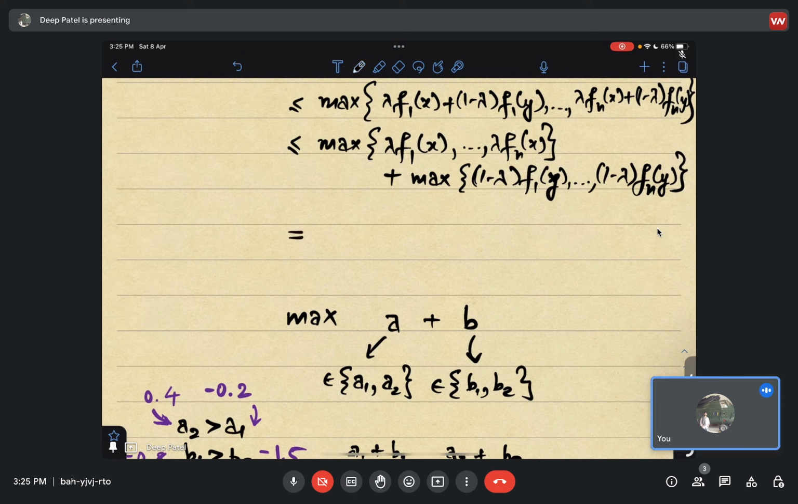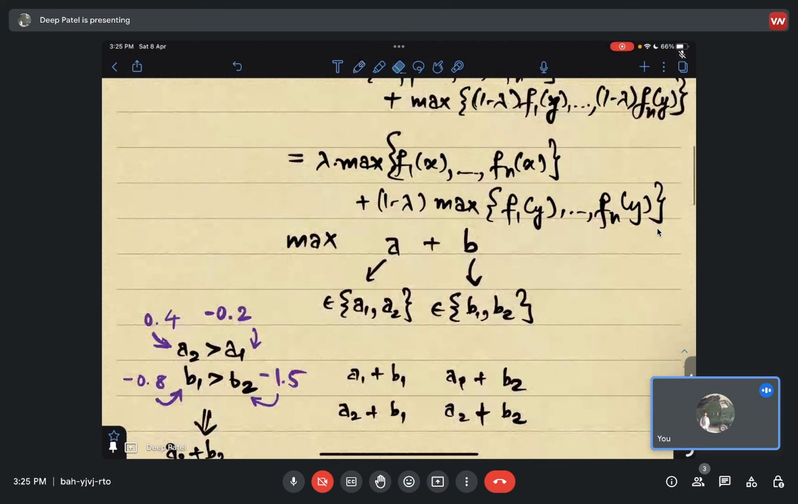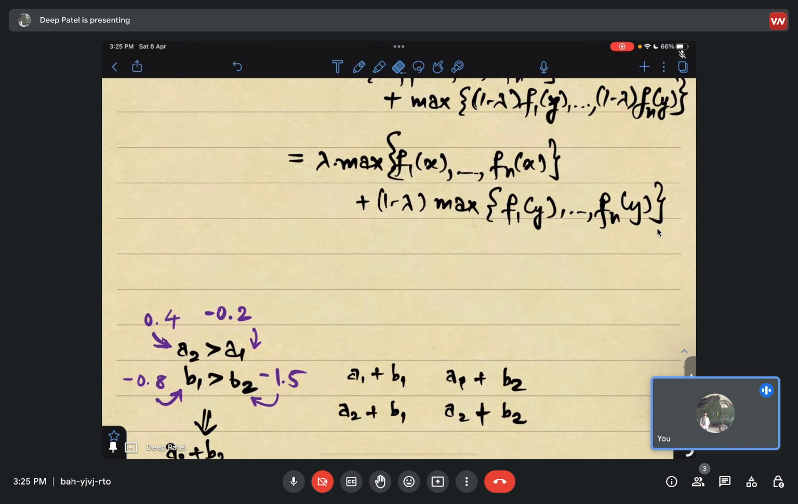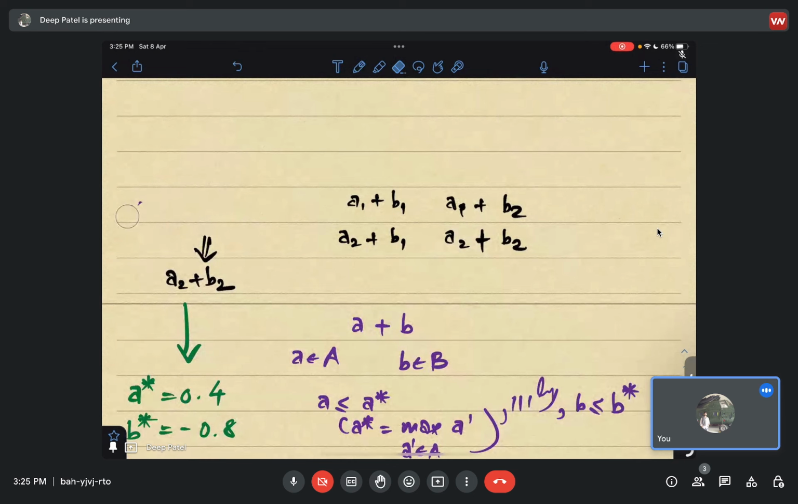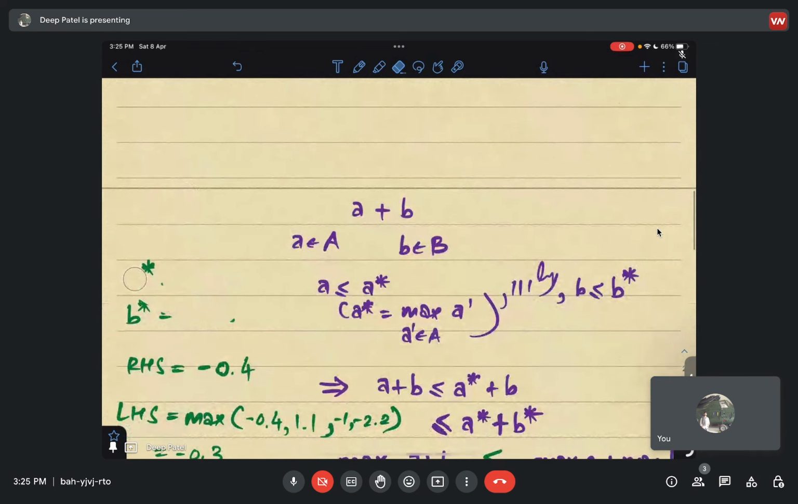So this is lambda times max of f1(x) ... fn(x) plus 1 minus lambda times max of f1(y) ... fn(y). So let me erase this. So yeah, just try this out. Sorry about this. I think this value should work out. This should work, right? But we have to cook up some example.